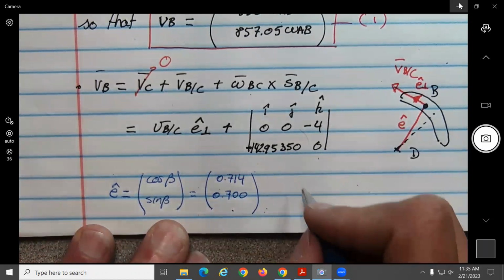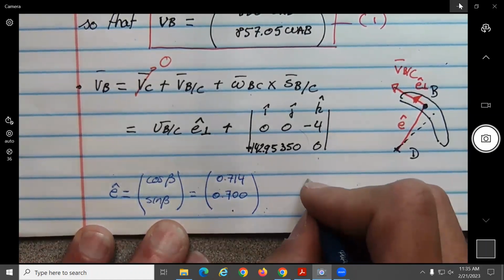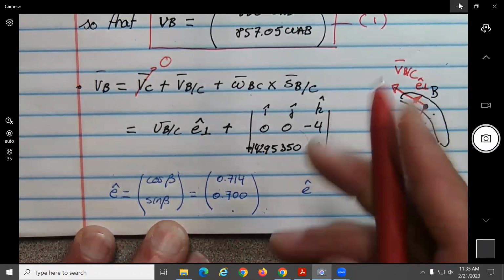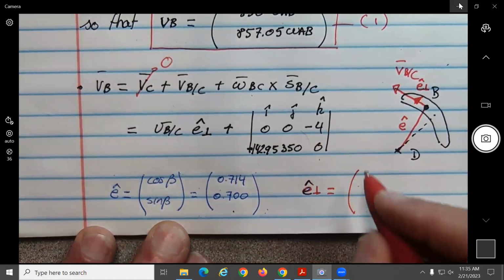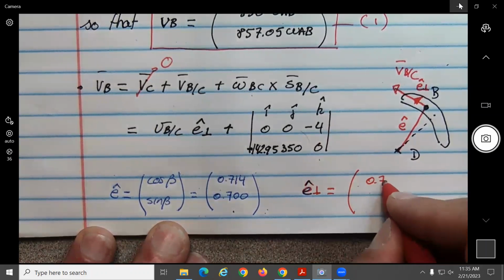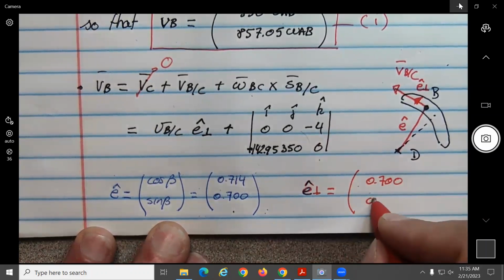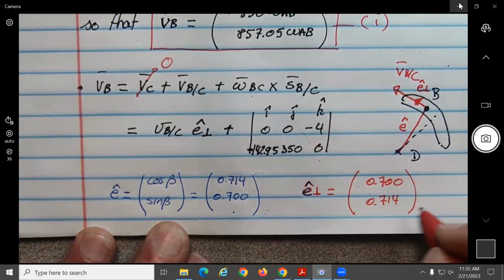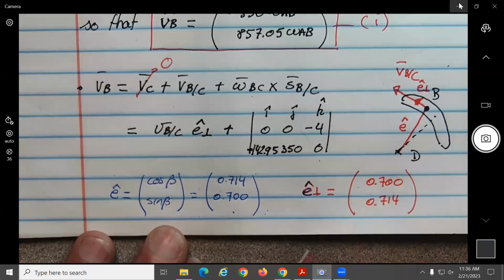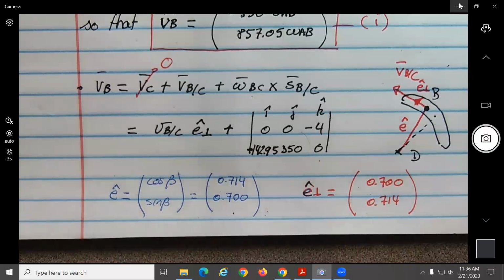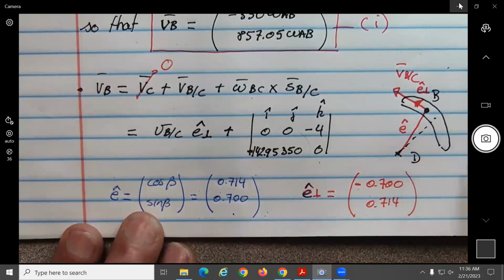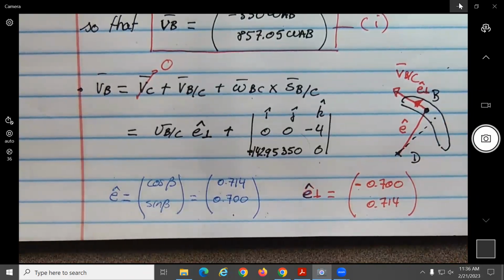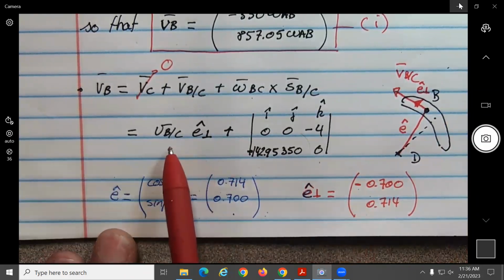Okay. So now, if we look at the figure here, it's in red. Our E hat perpendicular. So what do we do? We flip the sign, so we have 0.700, 0.714. So the way it's plotted, on which one do I need to change the sign? On the X, no? If I were to plot it down, it will be on the Y, no? Okay, so now I can just go and substitute into this equation here.